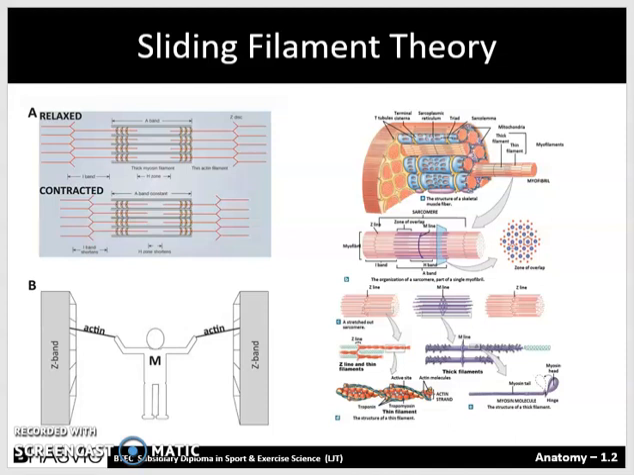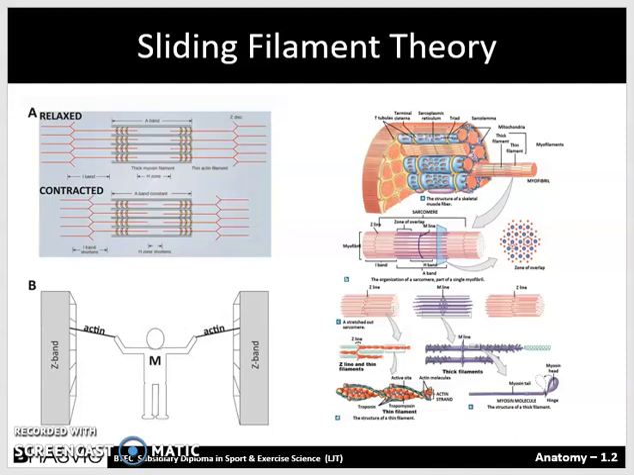Sliding filament theory is the explanation for how muscles contract to produce force. Actin and myosin filaments within the sarcomeres of muscle fibers bind to create cross bridges and slide past one another, creating contraction. Myosin has ADP and phosphate attached to the individual myosin heads. Actin has tropomyosin and troponin.